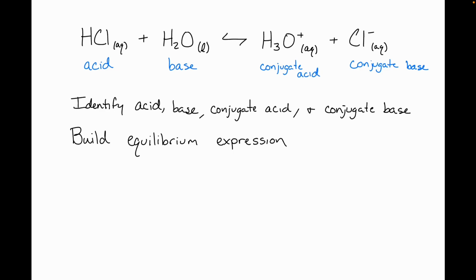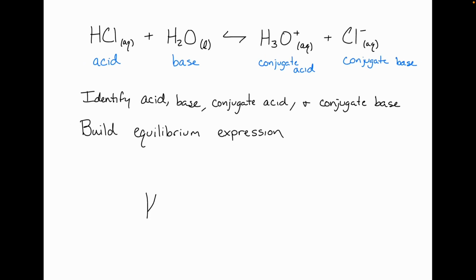If I'm going to build my equilibrium expression here, what am I always chanting to myself when I'm building an equilibrium expression? Products over reactants. All right, so I'm going to do my product, the H3O plus, the Cl minus, over my reactants. I actually get to exclude one of these reactants from my equilibrium expression. Which one is that? H2O, because it's got that L, that liquid designation. So I just have to include that HCl.